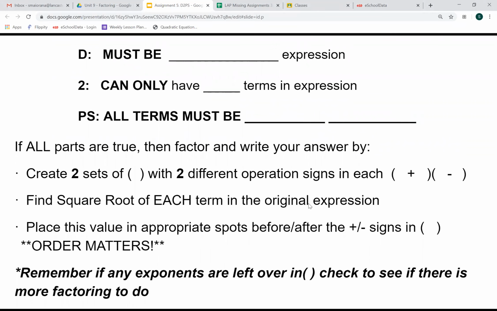Okay, so the very first and most important thing you need to do is make sure that you meet the D2PS criteria. We can't use this method if we don't have a difference of two perfect squares. So remember, the D stands for difference. It must be a difference expression, or in other words, we must be subtracting the things. The 2 is for the fact that it can only have two terms, so something minus something. And PS is what allows us to use this method, that all terms must be perfect squares. So you need to have a difference for subtraction, two terms, and they both must be perfect squares.